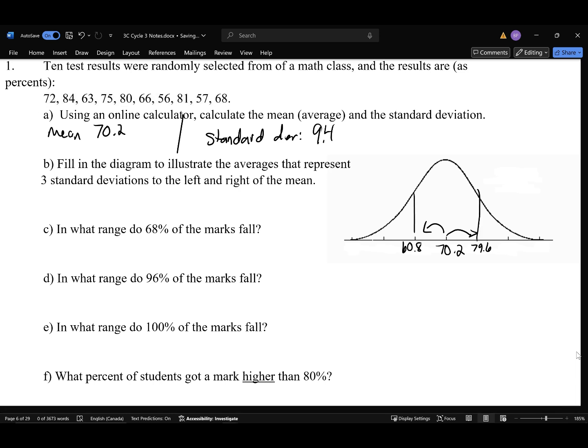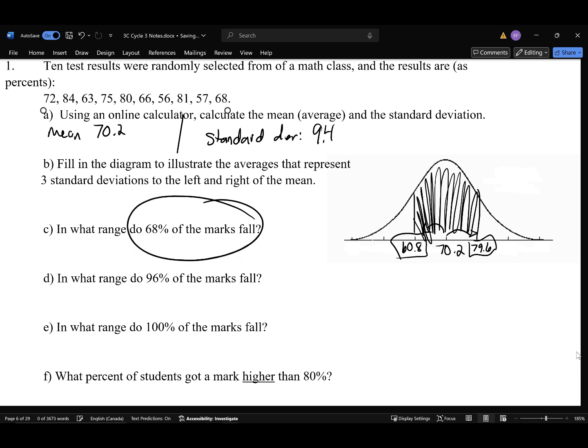Well, in between 60.8% and 79.6%, that's where we would expect 68% of our data. 68%, yeah, of our marks. So that is right here. That's from 60.8% to 79.6%. That's what we're working with.